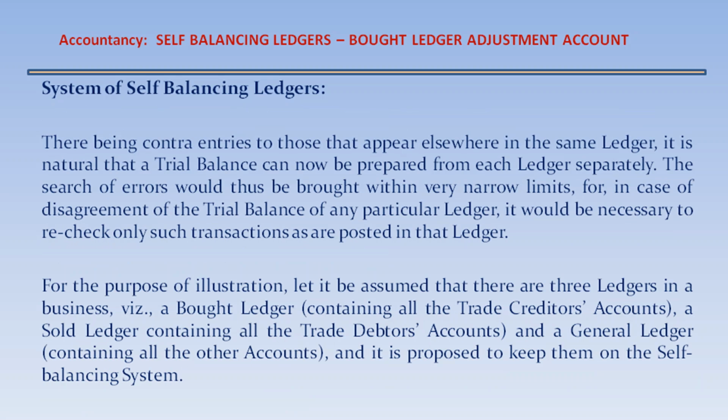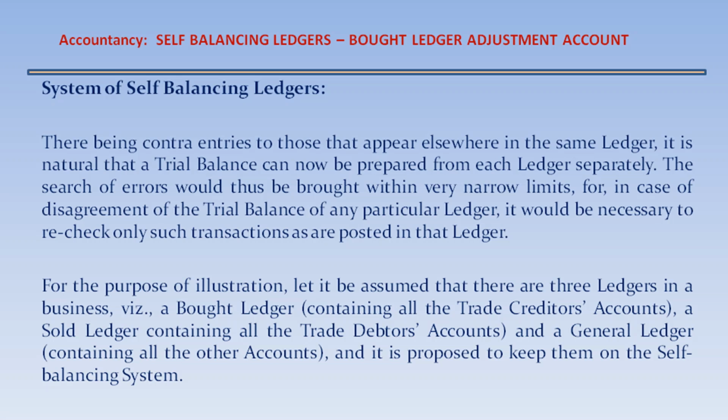There being contra entries to those that appear elsewhere in the same ledger, it is natural that a trial balance can now be prepared from each ledger separately. The search for errors could thus be brought within very narrow limits, for in case of disagreement of the trial balance of any particular ledger, it would be necessary to recheck only such transactions as are posted in that ledger.